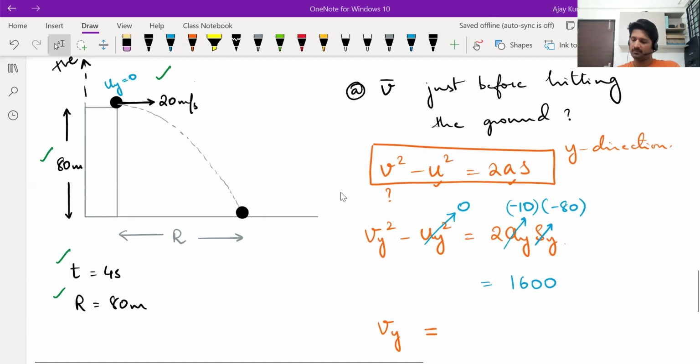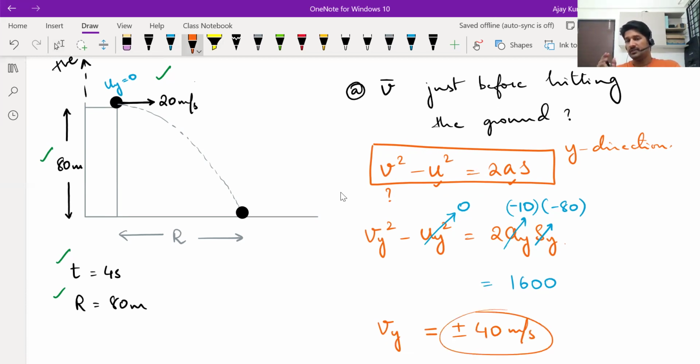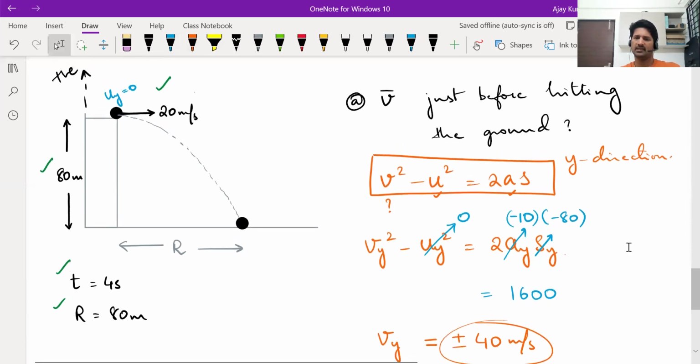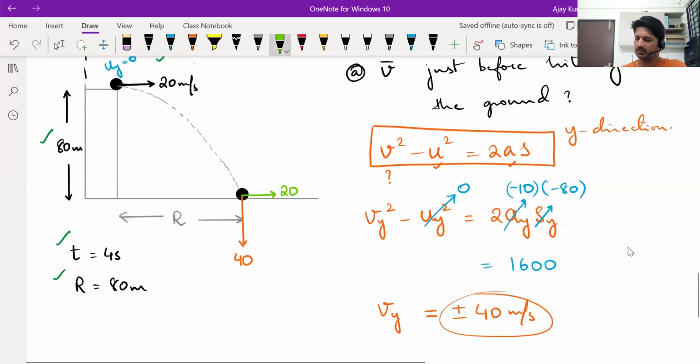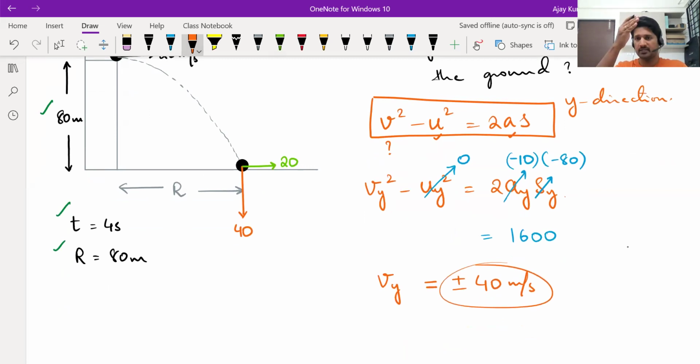Sir, 40. Plus or minus 40. And which is the correct answer? Plus 40 or minus 40 in this case? I told you upward direction is positive. Based on that, you think and tell. Final y component of velocity should be positive or negative? Negative, sir. Negative, downwards, no? Finally, that 40 meter per second will be in this direction. That other 20 will remain with it this way. So that is the final velocity now. Since we considered upward direction positive, but the velocity is downwards, we have to take minus 40.